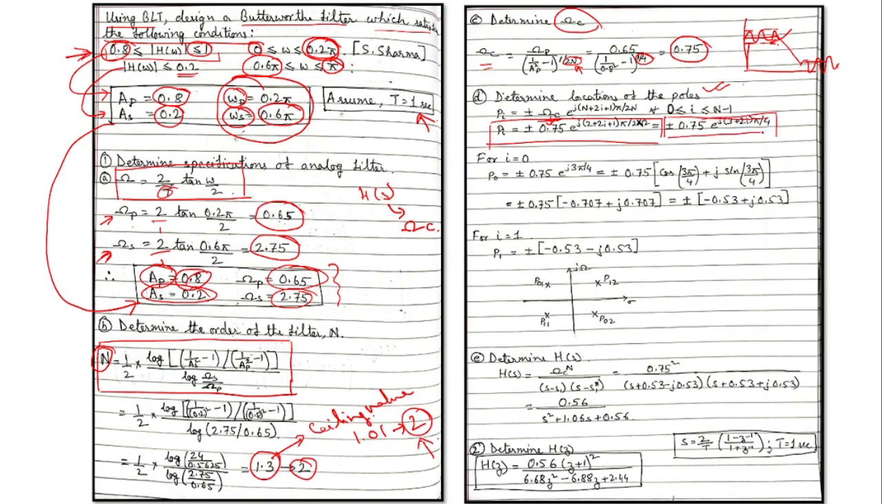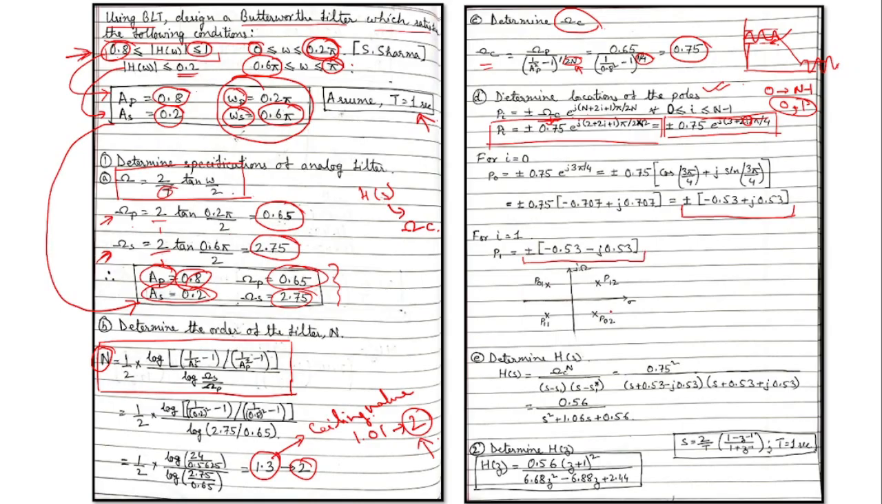Now what we have is plus minus 0.75 e to the power j (N plus 2i plus 1) multiplied by pi by 4. And what is this i? The i value varies from 0 to capital N minus 1. That means in this case i will vary from 0 to 1, that is 0 and 1. For i equals 0, our P0 is this one. For i equals 1, we got this value.